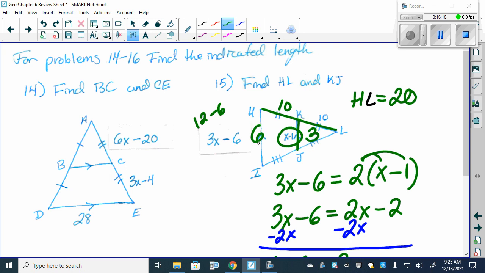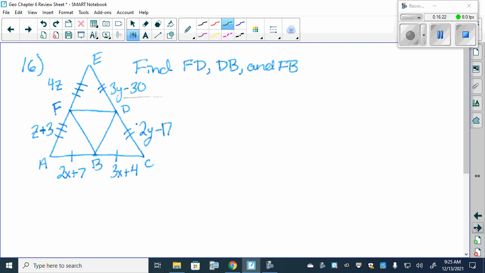Any questions on this here? Are you ready for the next one? Well, this here is, any questions on 16?